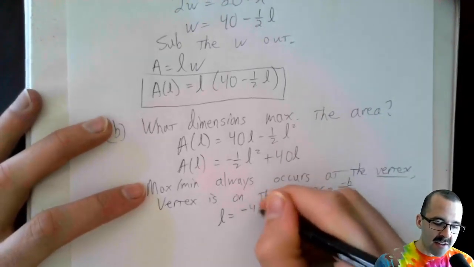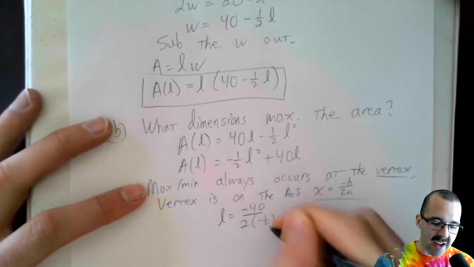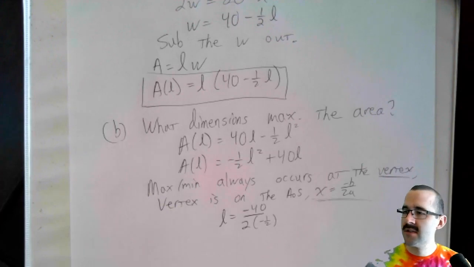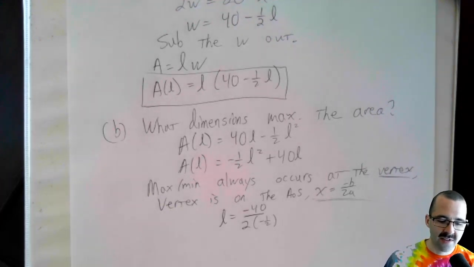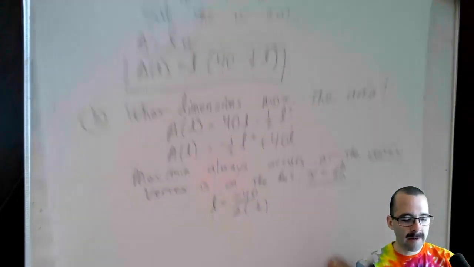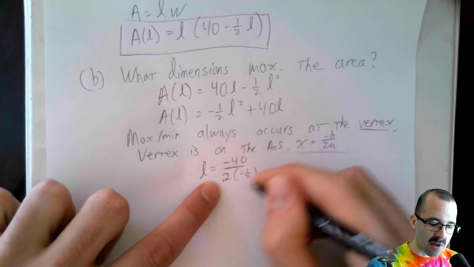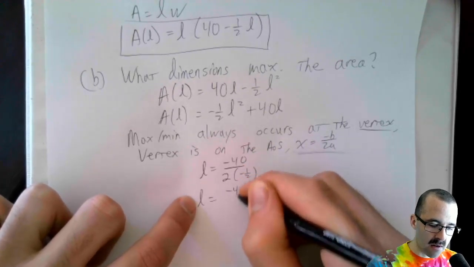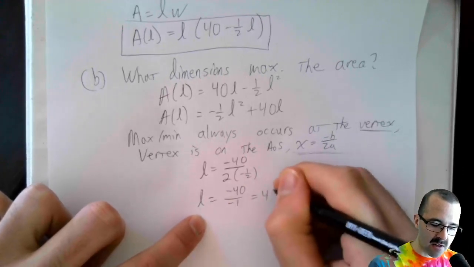So negative b is negative 40 divided by 2 times a, which is negative 1/2. I'm starting to write a little small. I'll try to write bigger. All right. So we're going to get L equals, what is this, negative 40 over negative 1? 2 times negative 1/2 is just negative 1. Oh, that's just 40.